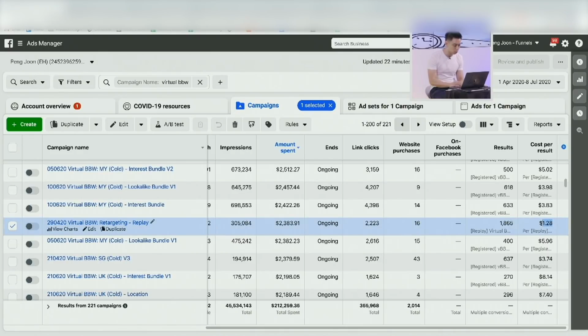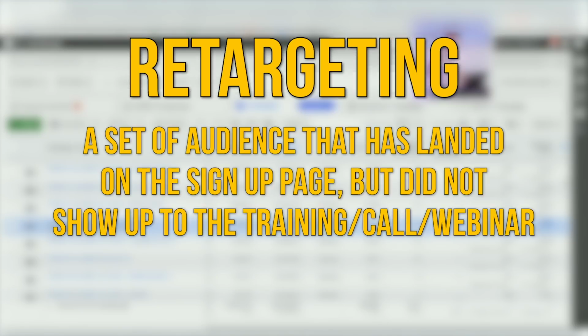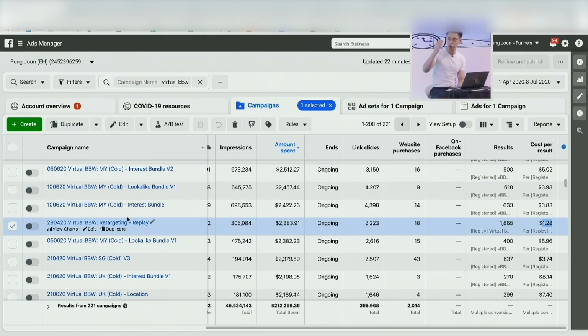You'll see that this one, because it's retargeting. Now retargeting is basically where it's an audience that has landed on my page before, they registered for a webinar, but maybe they didn't show up. You'll see that the cost per result is much lower.